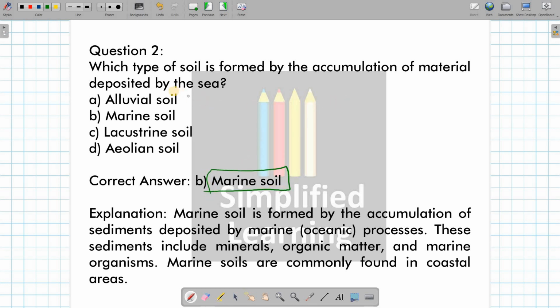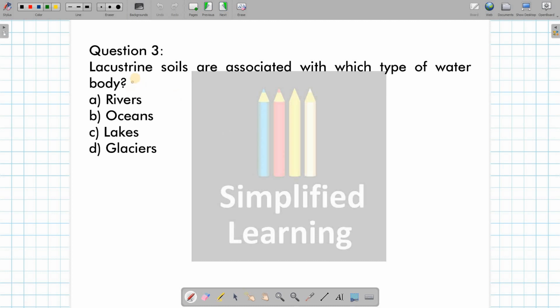The question is regarding deposition by the sea, that's why the answer is marine soil. It is deposited from whatever material is found in the sea or ocean. It consists of minerals, organic matter, and marine organisms. They are found in coastal areas. Obviously, where there is a sea or ocean, it is going to be found over there. Which soil? Marine soil.